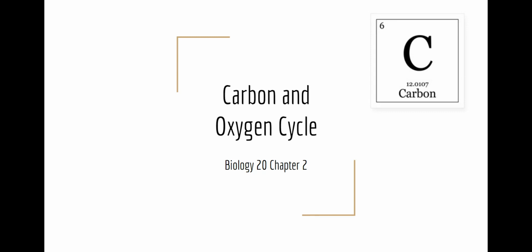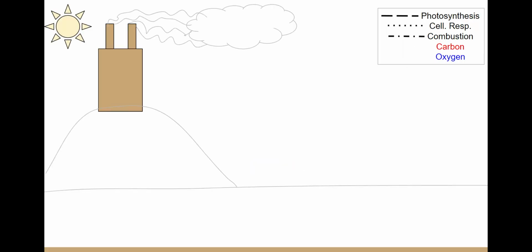Again, please look through the notes provided to you in the fill in the blanks that I filled in for you to just get some general understanding of the carbon and oxygen cycle prior to doing your drawing. Here is what we are going to draw today. We have a sun, a factory with a cloud coming out of it on a hill, and then a ground.